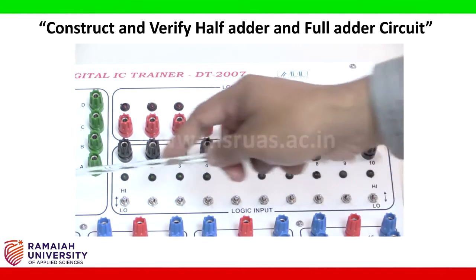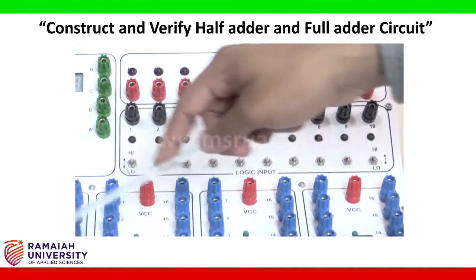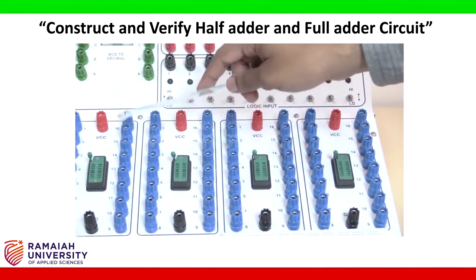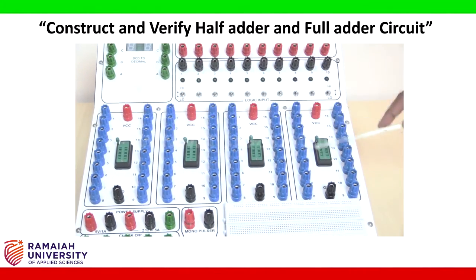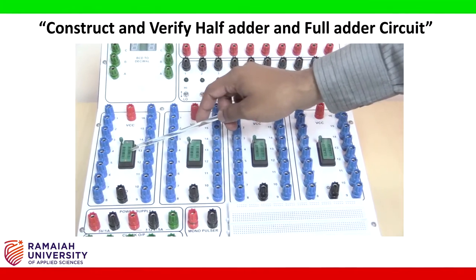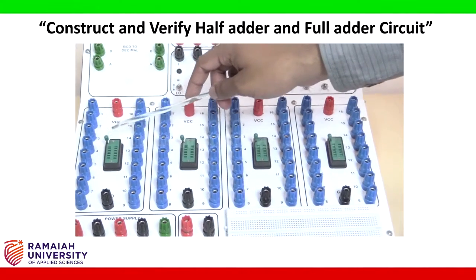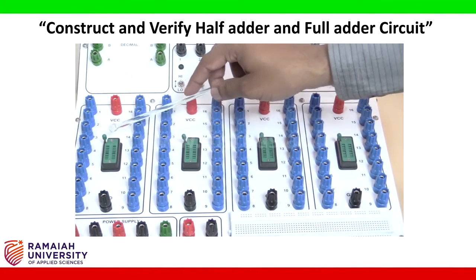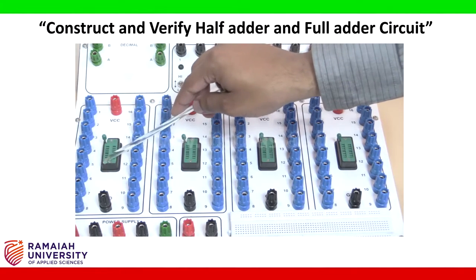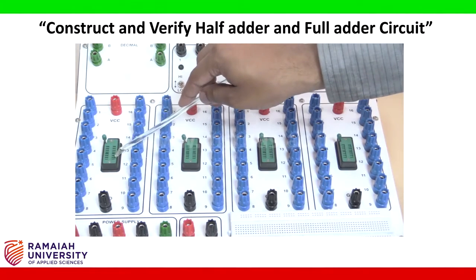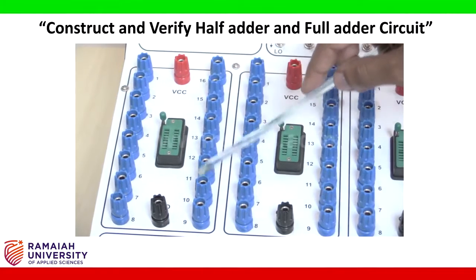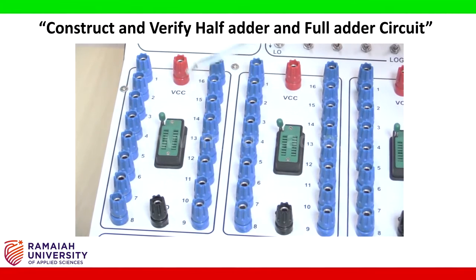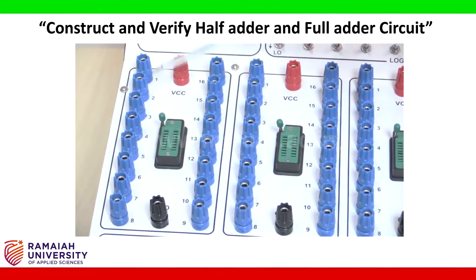And at the middle you can see there are 4 IC bases on which we are going to place the ICs, 1, 2, 3, 4, and each IC base is used to place an IC. Each IC base consists of 16 slots, 8 slots are at the left and 8 slots are at the right. Also you can see there are a few knobs in each IC base which represent slots of each IC.